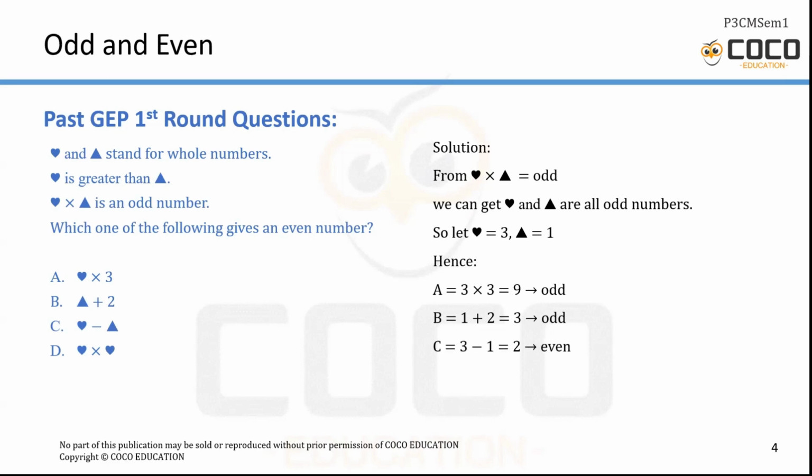And next one, C is heart minus triangle, 3 minus 1. Odd minus odd equals 2. Okay, so it's correct already. Our answer is C. Let's just double check the last one, D. D is heart times heart. Heart times heart is 3 times 3, so it equals 9. So that's why it's an odd number. So the answer is C.